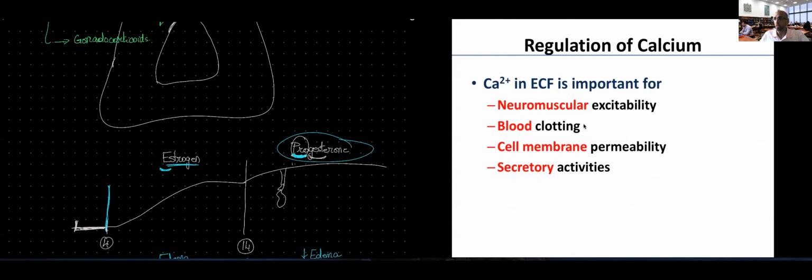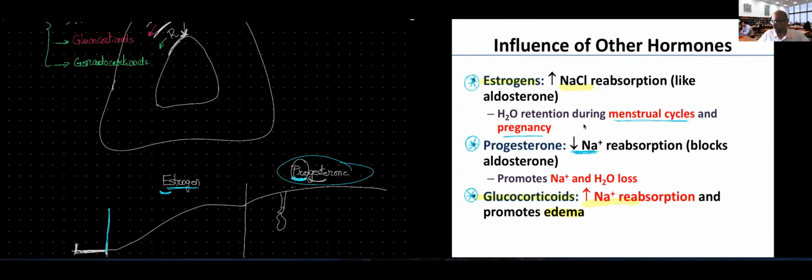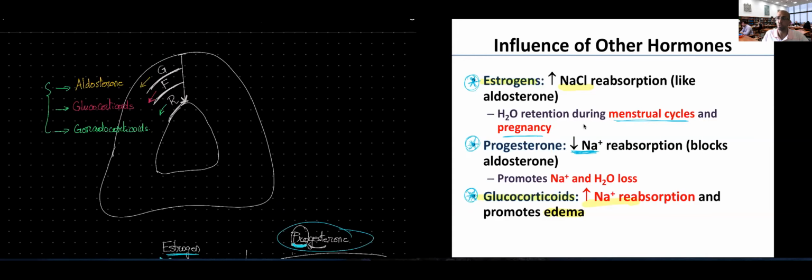Questions? So again, estrogen as well as the glucocorticoids can have similar effect on the sodium reabsorption like the aldosterone. Remember, the three are released from the same gland. Progesterone, remember, it's going to be blocking the effect of aldosterone and reverses the edema that gets formed during the first half of the menstrual cycle.